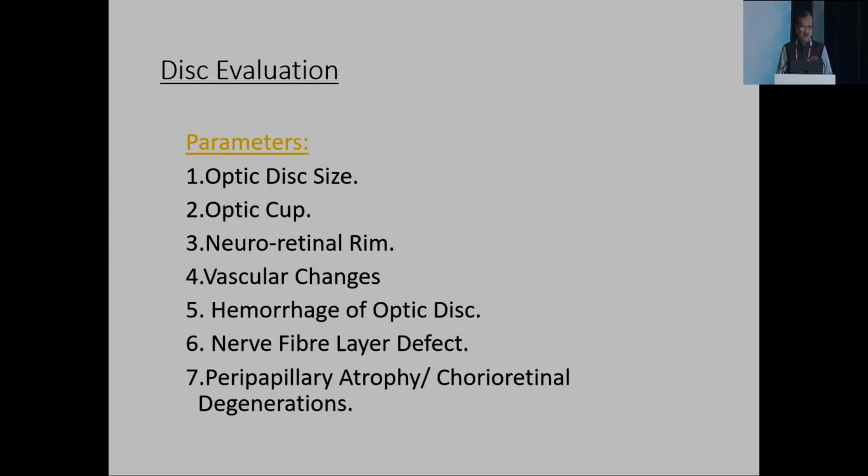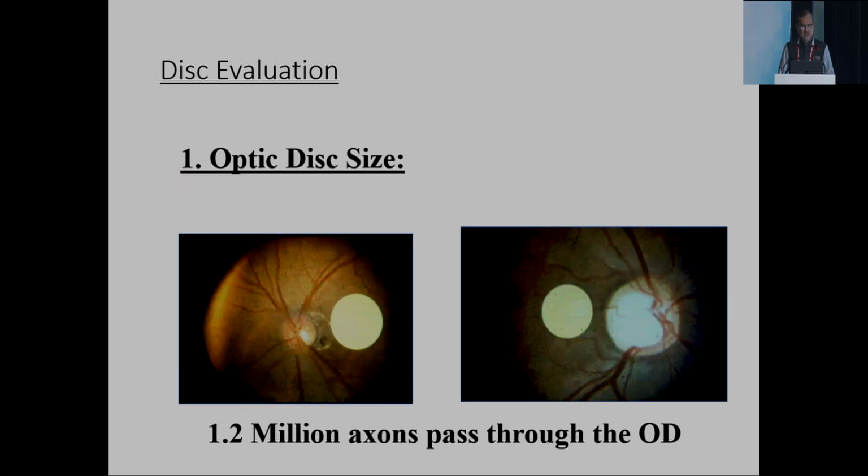Number one is the optic disc size. Number two, the optic cup, neuroretinal rim, any vascular changes, any hemorrhage on the optic disc, any nerve fiber layer defect, and last but not the least, the peripapillary atrophy or the chorioretinal degenerations. The optic disc size, why is it very important?